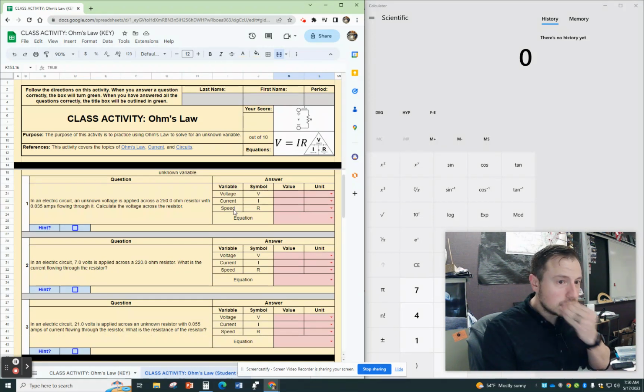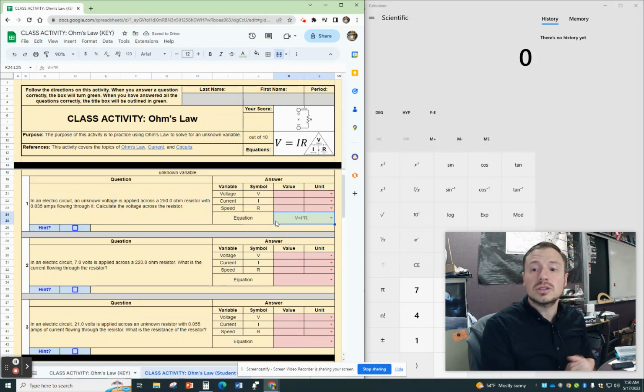In an electric circuit, an unknown voltage is applied across a 250 ohm resistor with 0.035 amps flowing through it. Calculate the voltage across the resistor. First thing I want to know is what equation I'm going to use. It's looking for the voltage, so voltage equals current times resistance. It turns green. Great.